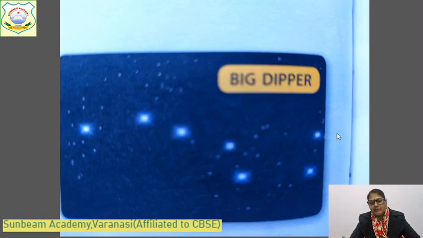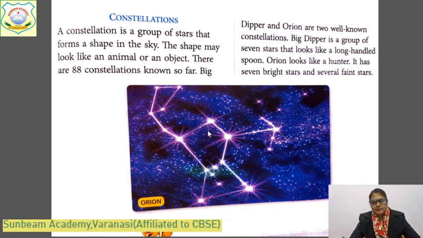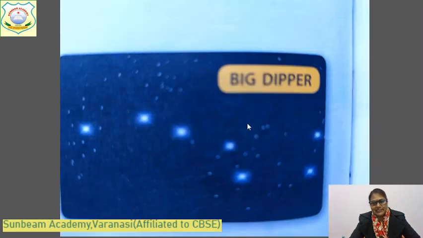ये ऐसे 4 दिखते हैं और इनकी एक ऐसे छोटी सी टेल जैसी बनी हुई दिखती है. This is Big Dipper, and this is the Orion. Big Dipper is a group of 7 stars that look like a long handle spoon. ये कैसा दिखता है? लॉन्ग हैंडल स्पून की तरह. ये देखो, ये स्पून का आगे वाला हिस्सा और ये स्पून की हैंडल, ये बिग डिपर.